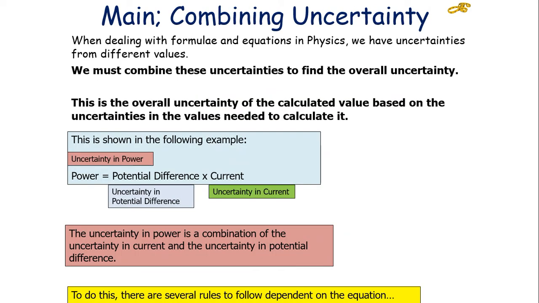Now, when dealing with complex formulae and equations in physics, we will have uncertainties from different values. Say, for example, you have power. Well, power equals potential difference times current. So you might have an uncertainty in the potential difference measurement, and you might have an uncertainty in the current measurement. To work out the uncertainty in the power measurement, it's got to be a combination of those two other uncertainties. Now there are rules to combine uncertainties.